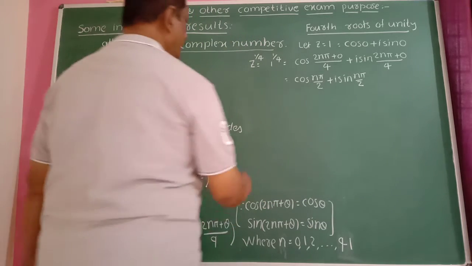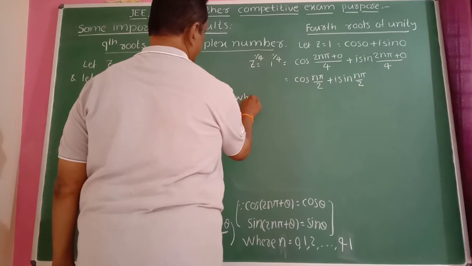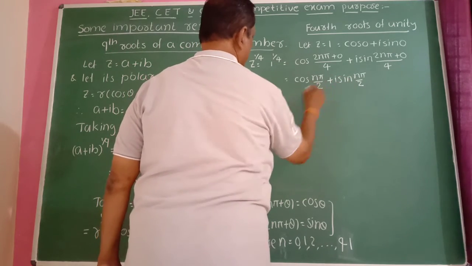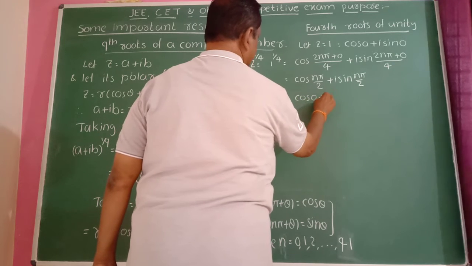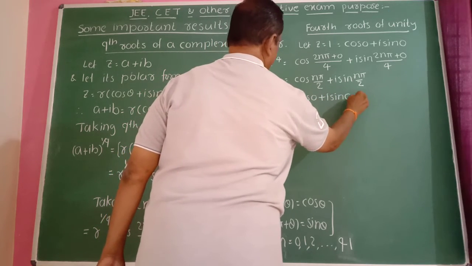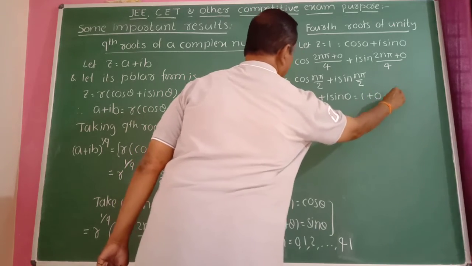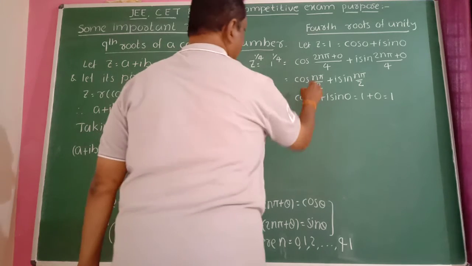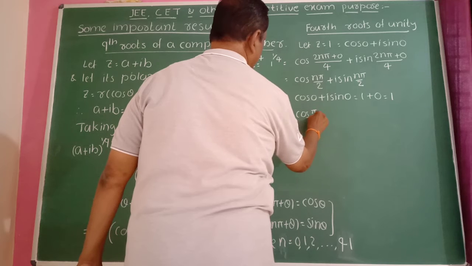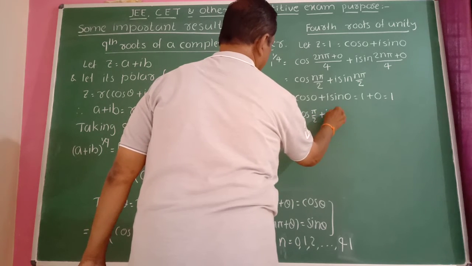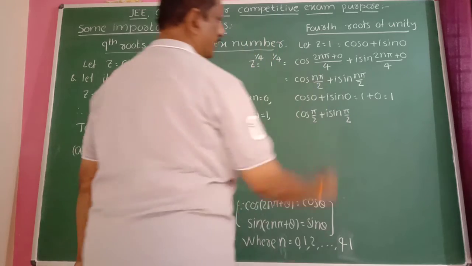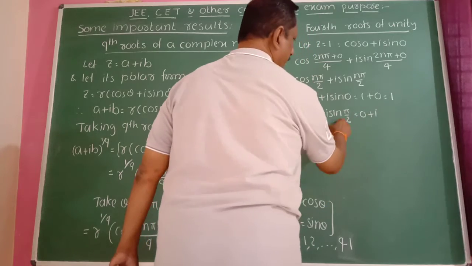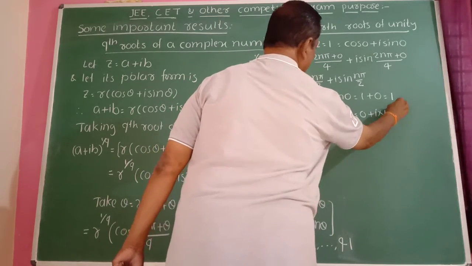Four roots here. When n is equal to 0, put n value 0. So cos 0 plus i sin 0, that is 1 plus 0, is equal to 1. Take n equal to 1. Put n value 1: cos of π by 2 plus i sin of π divided by 2. You know cos π by 2 is 0, plus i times sin π by 2 which is 1. So this is equal to i.